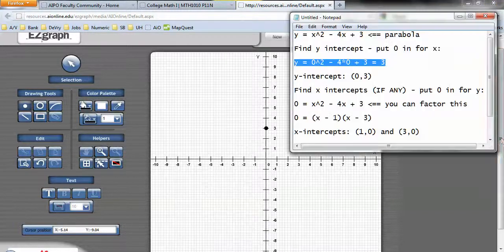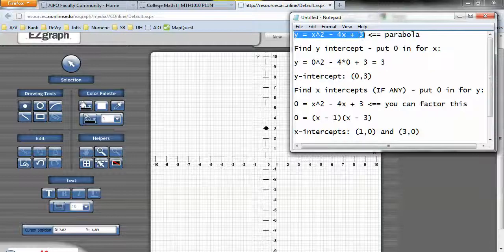Okay, now if this equation has x-intercepts, I would find them by putting a 0 in for the y. So in this equation we put a 0 here for the y. So we have 0 equals x squared minus 4x plus 3, and we want to see if this has a solution. Fortunately it's already equal to 0, and doubly fortunately it turns out that we can factor this thing on the right hand side. If you multiply this out, you will see that this is what you get.